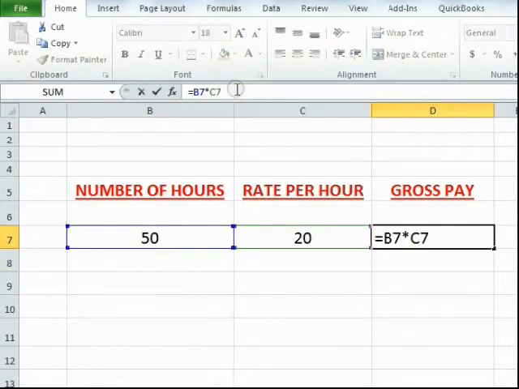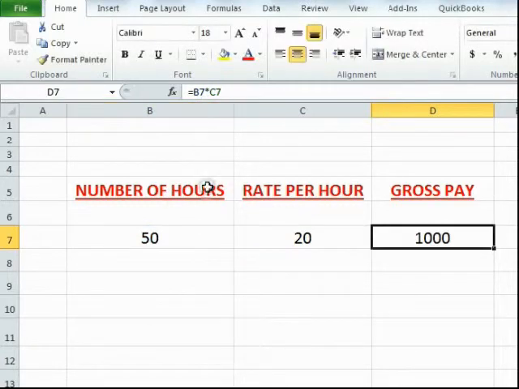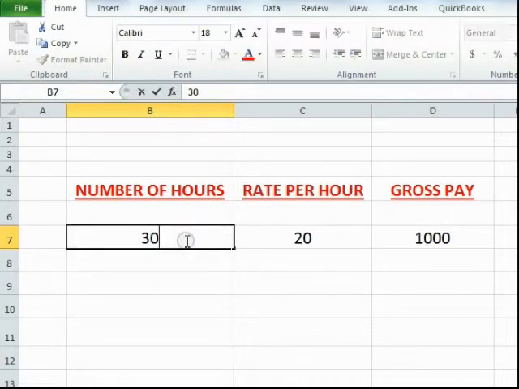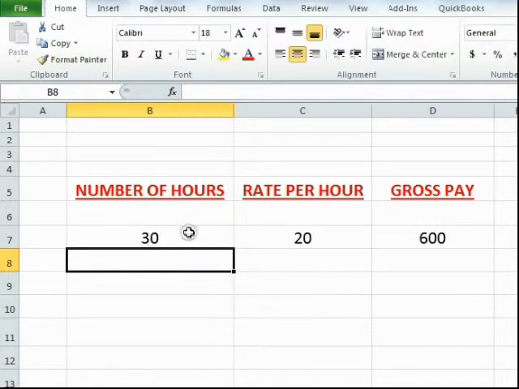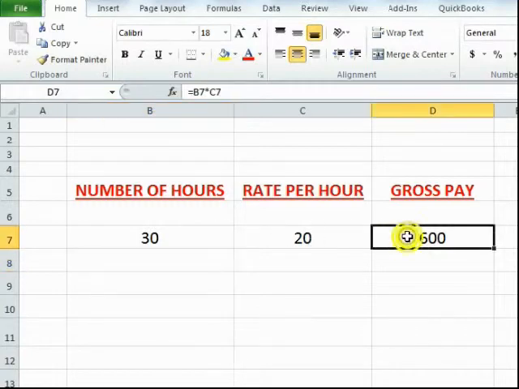Again, whenever you type in a math formula, don't put the number that's in the cell, put the cell address. This way you could change the number anytime you want, and the math will automatically adjust the correct number in the cell that has the formula.